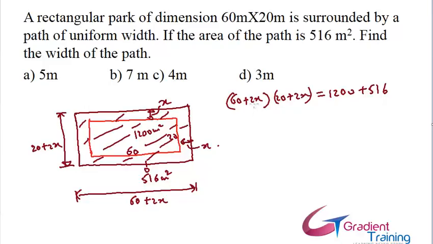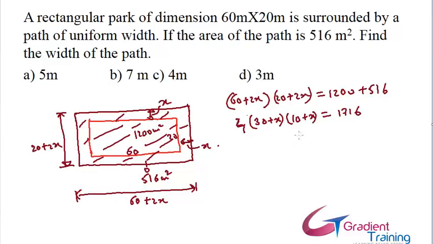If we take 2 common from this factor and 2 common from the other factor, so 2 into 2 will make it 4 into (30 plus x), and this will become (10 plus x) since we have already taken 2 outside, and the right hand side will become 1200 plus 516, that is 1716. Now from here you can go on to solve, open the bracket, get a quadratic equation and find the roots of the quadratic equation and you will get your answer, but that's not the point.